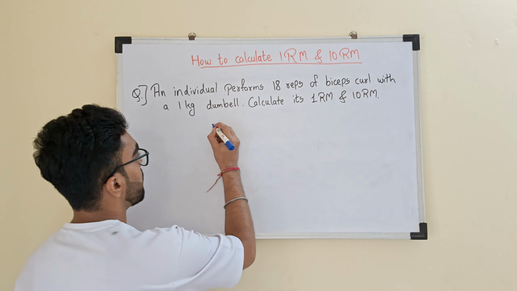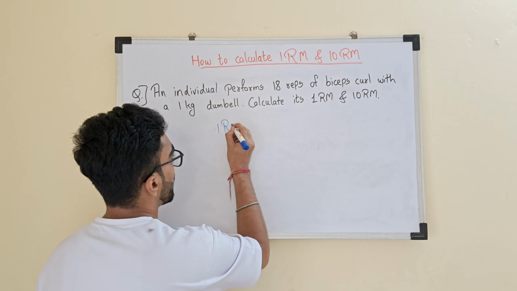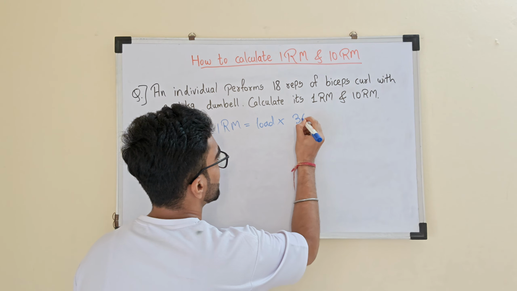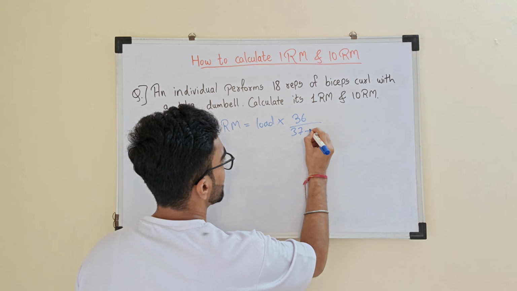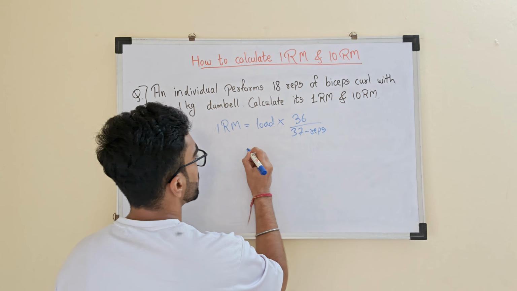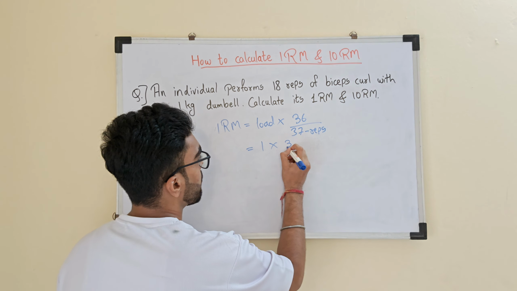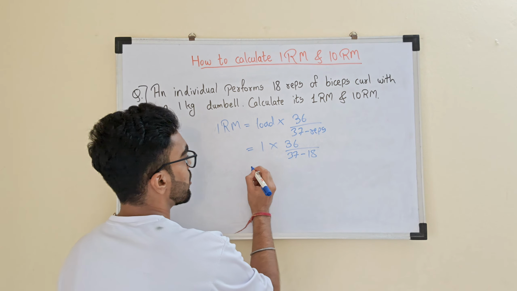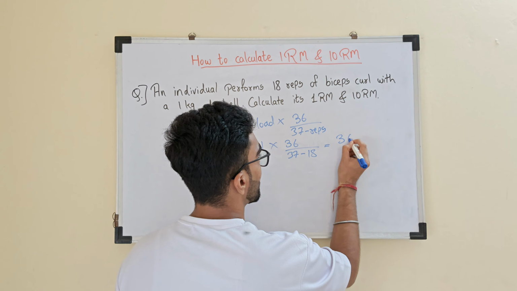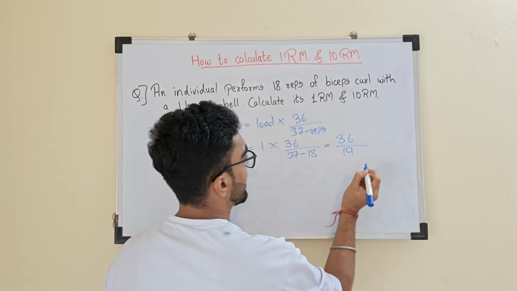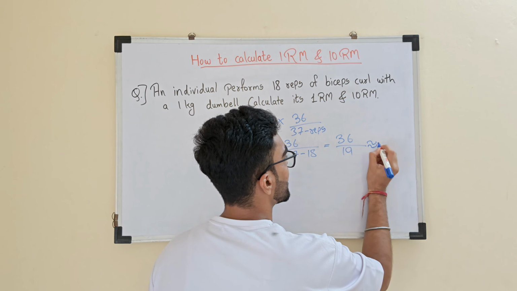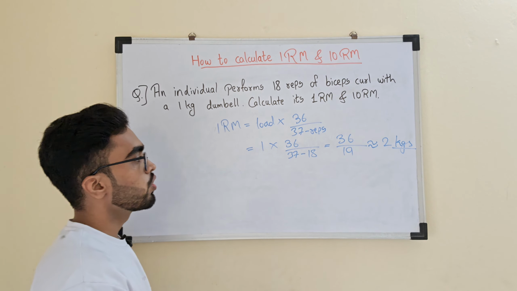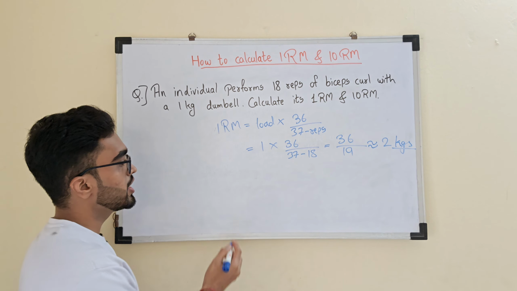Okay, so we will go for the Brzycki method, which says 1 rep max is equal to load multiplied by 36 upon 37 minus reps. Okay, so the load is 1 kg multiplied by 36 upon 37 minus 18, which will come to 36 upon 19, which is approximately 2 kgs. Okay, so the 1 rep max is 2 kgs.